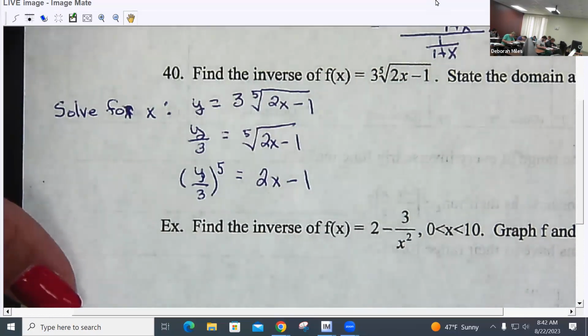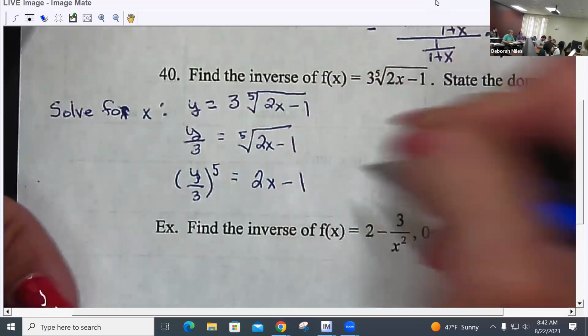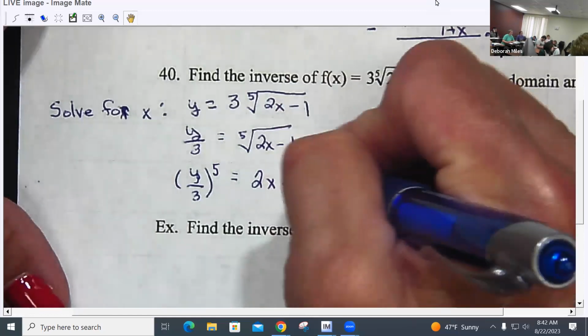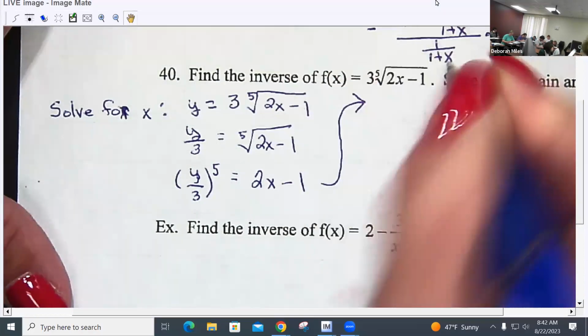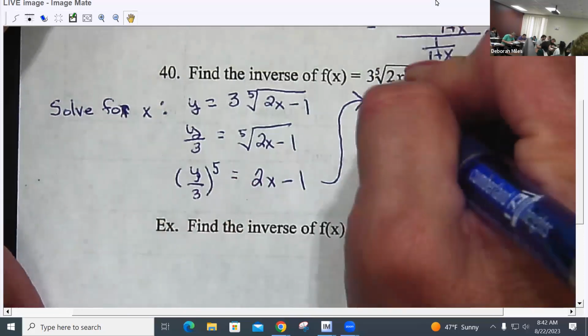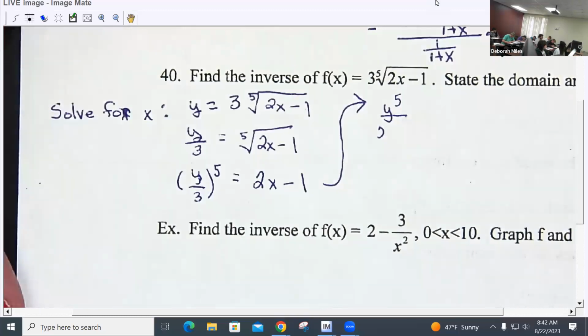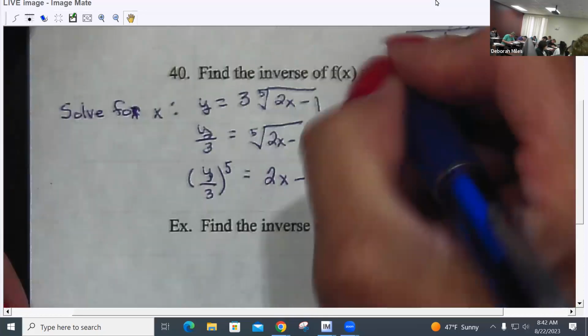I may want to clean up that left-hand side a little bit before I continue. I can either clean it up now or clean it up later. It's going to have to be cleaned up at some point. I'm going to go ahead and say that's y to the 5th over 243. 3, 9, 27, 81, 243, that's right.